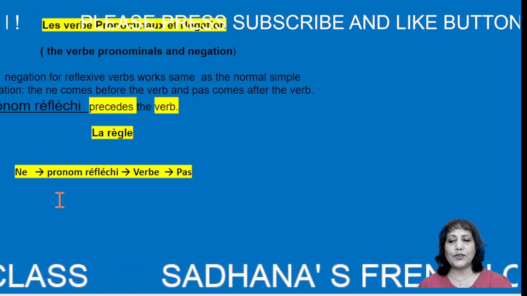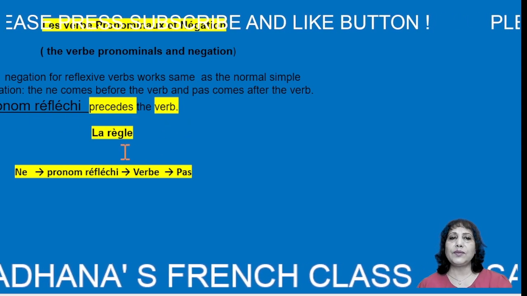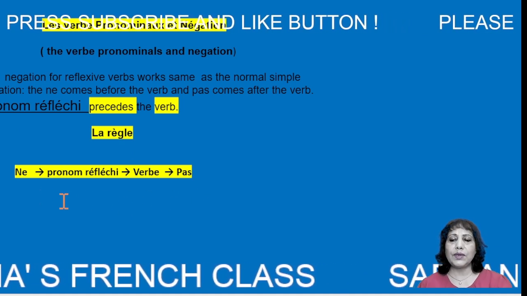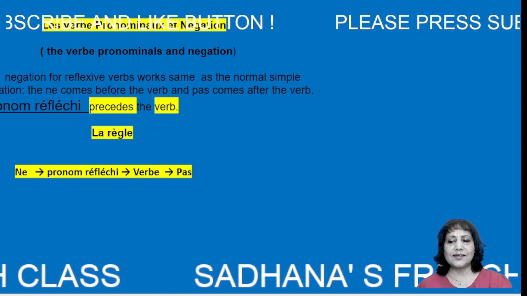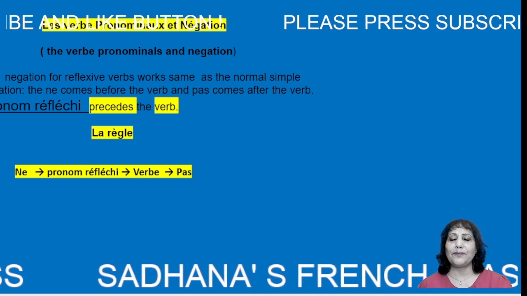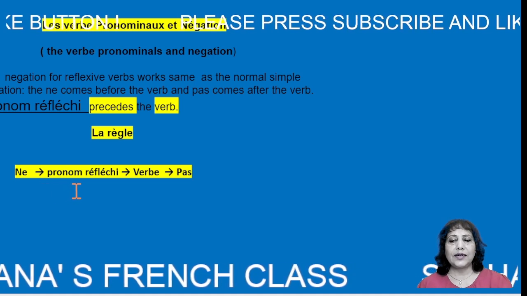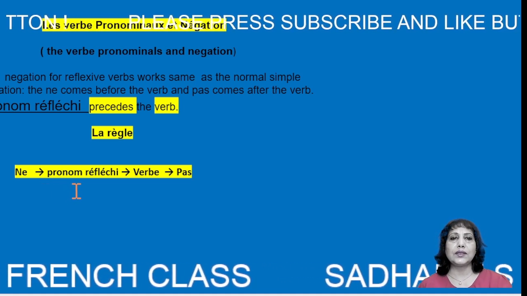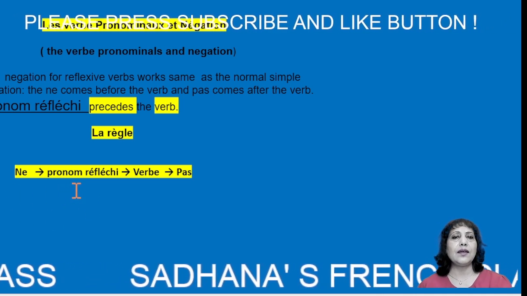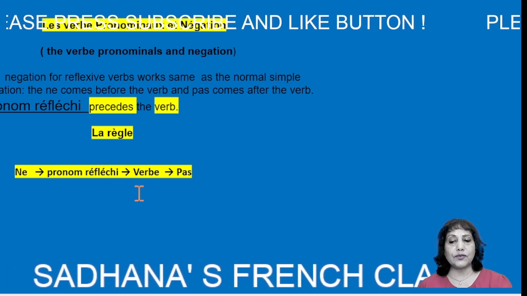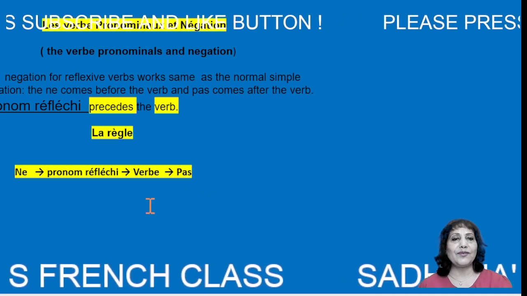Okay, so here I have given you a rule. Pronom réflexif precedes the verb. La règle means the rule. See here, I have just made it with the arrows. Just remember the order and you are not going to make any mistake. So first, the subject. I have not written it, but yes, we start the sentence with the subject. So sujet, or subject. Then pronom réflexif, or reflexive pronoun: me, te, se, nous, vous, se. Whichever the pronoun subject is, accordingly you can place the pronom réflexif, then the conjugated verb, and after that you will place pas. Is that clear? I hope you have noted it down.